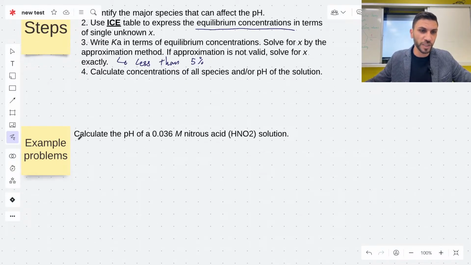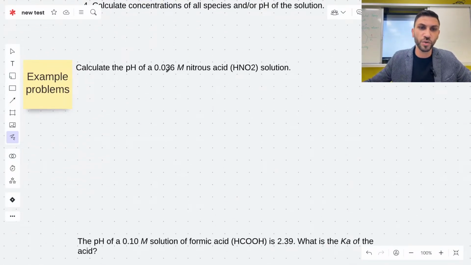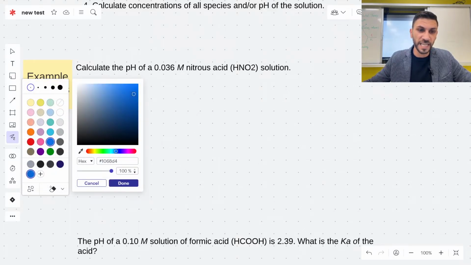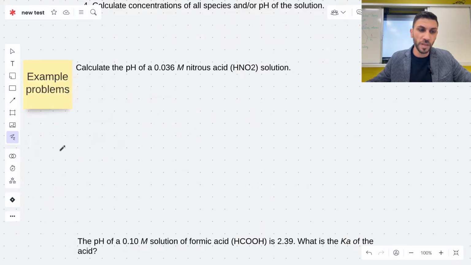The first question is, calculate the pH of a 0.036 molar nitrous acid, HNO2, solution. We know that nitrous acid is a weak acid. That means it has a Ka. Therefore, we cannot write the dissolving of the HNO2 as a forward reaction only, or an irreversible reaction.